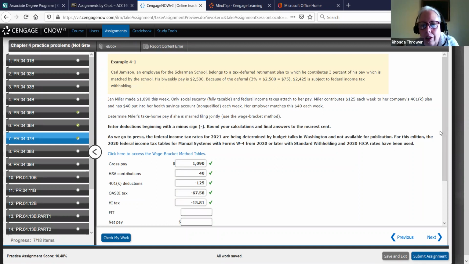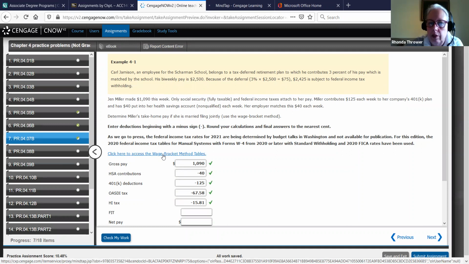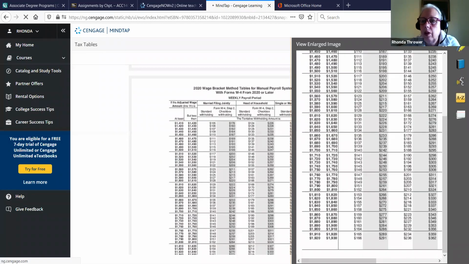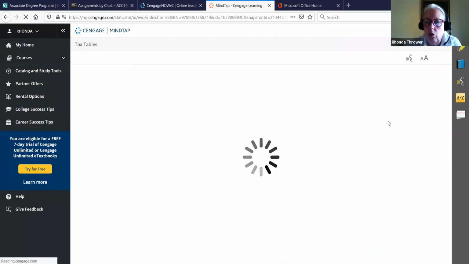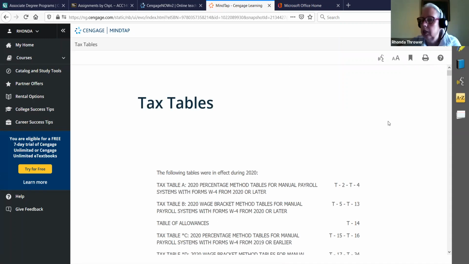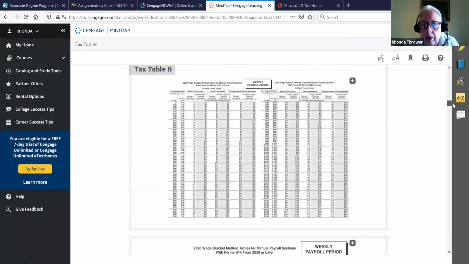But anyway, for the FIT, we have to see whether she's married filing jointly, and she is. So we're going to use the wage bracket method. She's married filing jointly. That's something important that we need to take into consideration. And so I'm going to go to the wage bracket method. This will take just a second. It didn't like me clicking on it again, evidently. We're going to go to the wage bracket method.